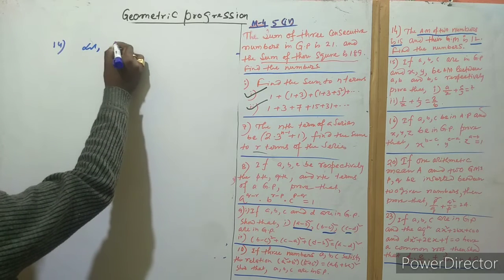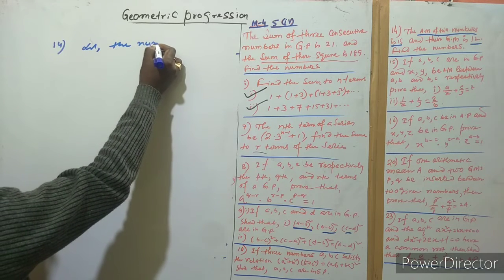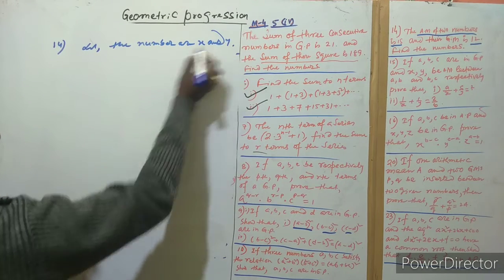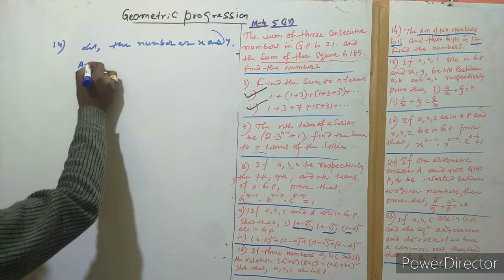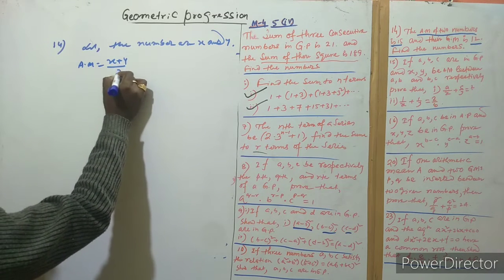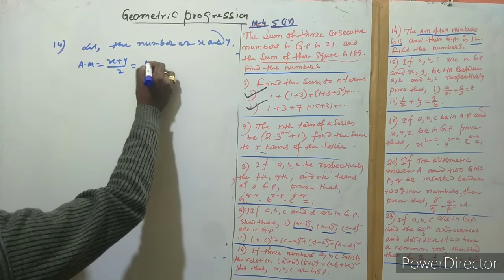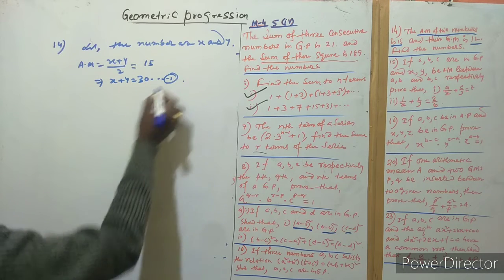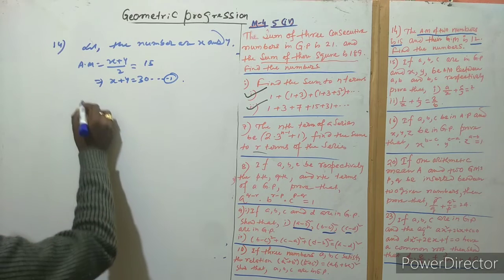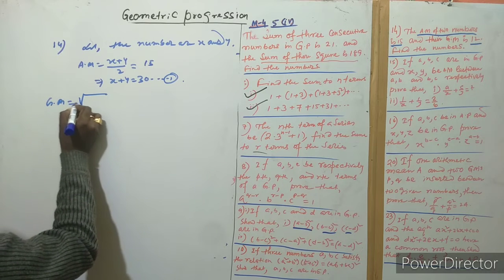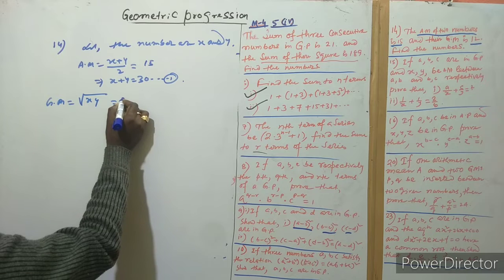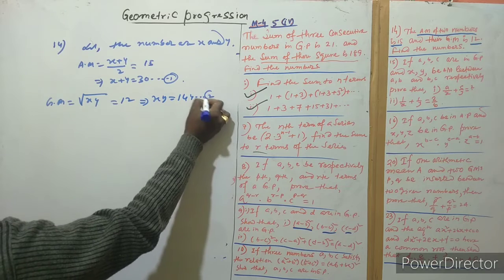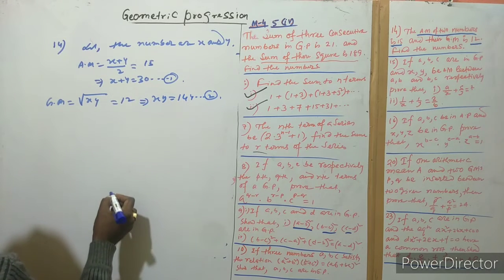Let the numbers be X and Y. The AM is equal to (X plus Y) by 2, and that is equal to 15. So it implies that X plus Y is equal to 30, equation 1. And the GM for two numbers is root over XY, and that is equal to the given 12. So squaring both sides, we get here XY equal to 144, this is equation 2. Solving 1 and 2.